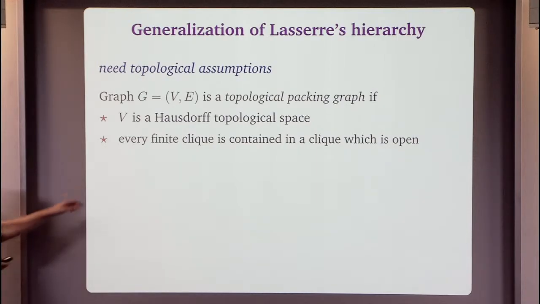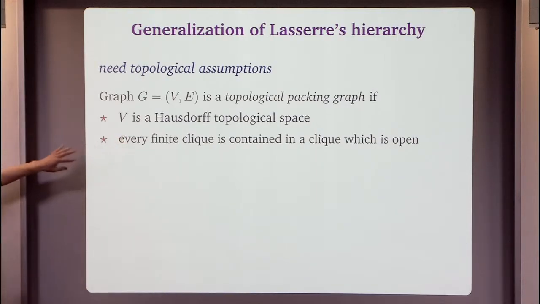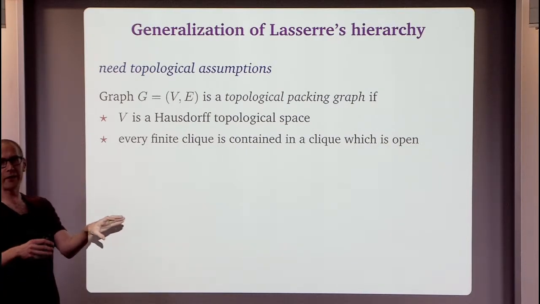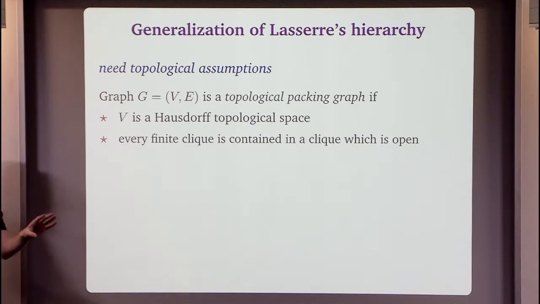I think this takes a second to digest, but this is a very important definition which makes things work. So for example, think about one single point. One single point is a clique. And this single point should be contained in an open clique. So there should be a complete neighborhood of this point which is a clique. And this is, of course, true for all the geometric packing problems. Because if I pack some sphere here, then the space around the sphere is completely taken, so I really have to go far from the sphere. Okay, so that's a topological restriction.